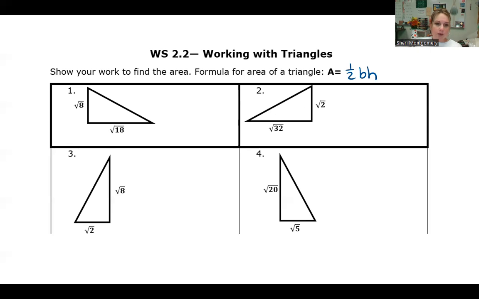For the first one, we have square root 8 and square root 18. Every single time, what we're going to do is multiply the two numbers together. So what do we get? 8 times 18. What'd you get? Okay, so area is equal to 1/2 the square root of 144. Well, what is the square root of 144? 12. So it is 1/2 of 12. What's half of 12? Bam.